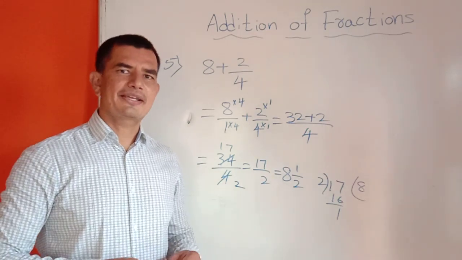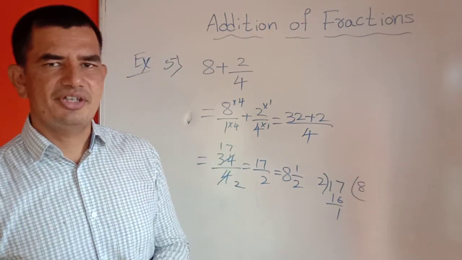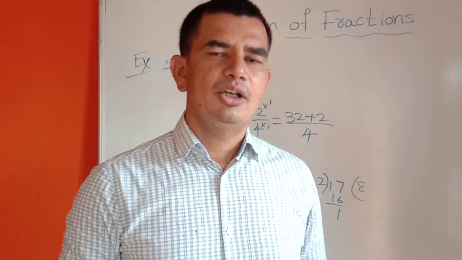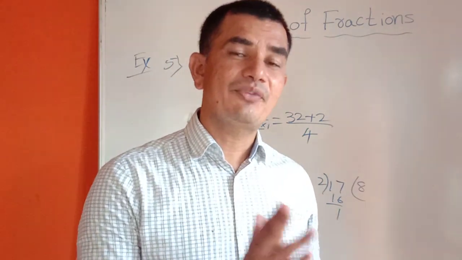In this video I will explain all the types, that is, when the denominators are same, when the denominators are different, and when one whole number is there and one fraction is there.